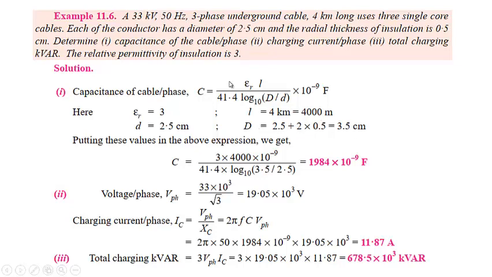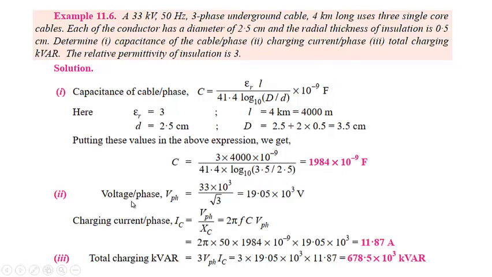That means C is equal to 2 pi epsilon naught epsilon r into L, where L is the length of the conductor, divided by ln of R by r. R is equal to 3.5, r is equal to 2.5, and giving the values you will get the same value. That's 1.984 into 10 raised to the power minus 6 farad, or 1.984 microfarad.